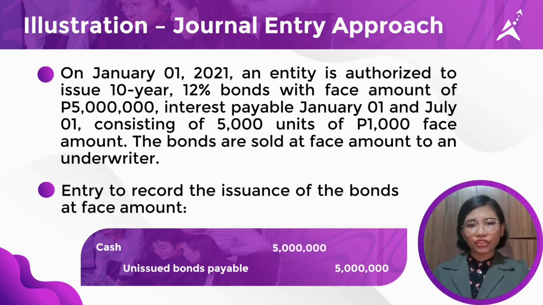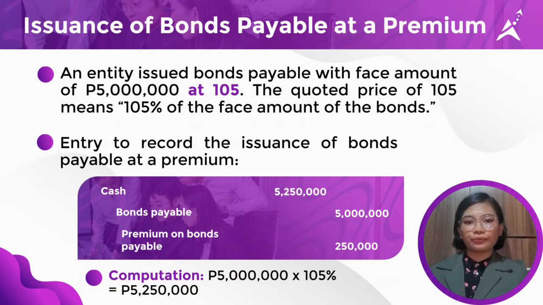What if the bond is issued at a premium or the issue price is more than the face amount of the bonds payable? Here is an example. An entity issued bonds payable with face amount of 5 million pesos at 105. The quoted price of 105 means 105% of the face amount of the bonds. The journal entry to record the issuance of bonds payable at a premium is to debit cash for 5,250,000 pesos. To get this amount, 5 million times 105% is equal to 5,250,000 pesos.